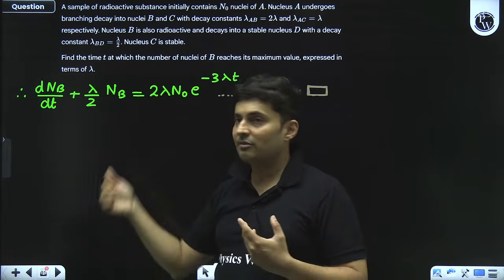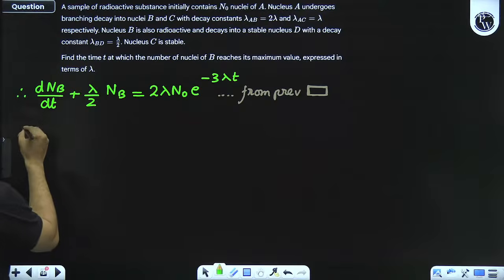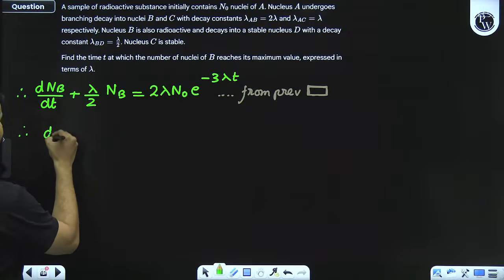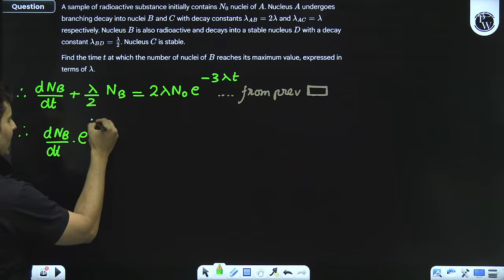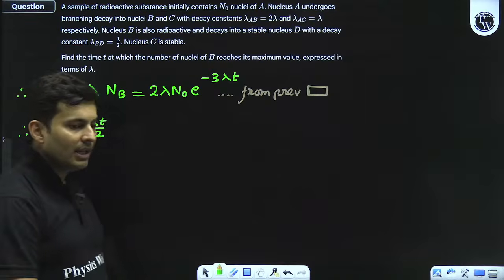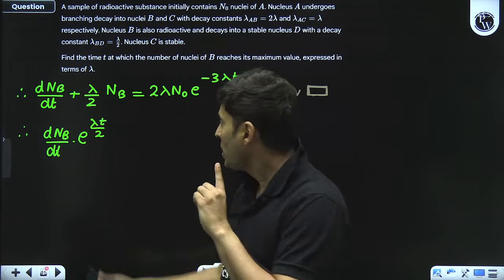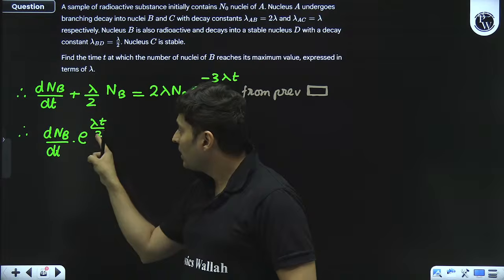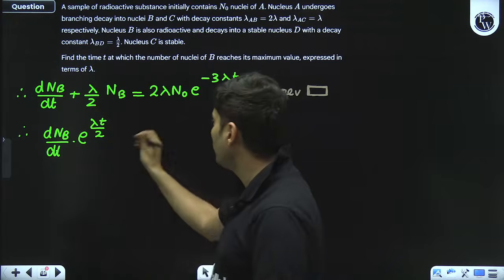Try to think of a function whose derivative can give these both terms. So let's see. If I'm getting lambda by 2 here, then maybe lambda by 2 is the derivative of something, and that is not over here. So what if I write dnb by dt into e to the power lambda t by 2? Why am I writing this? Because e raised to lambda t by 2 times the derivative is this number, and that lambda by 2 will come outside. Okay, just vaguely understand it, then you will understand the next step immediately.